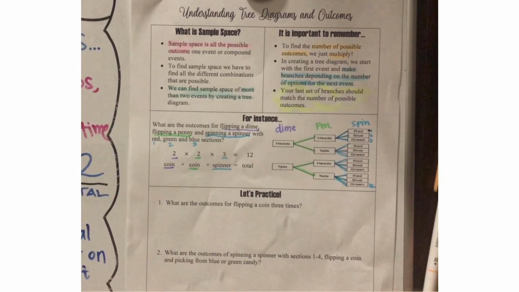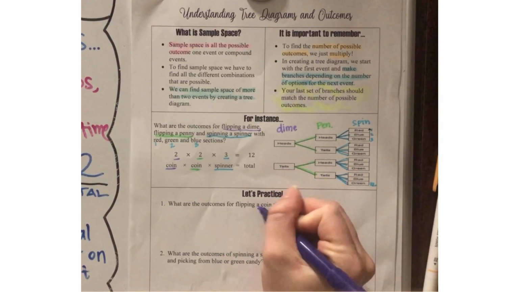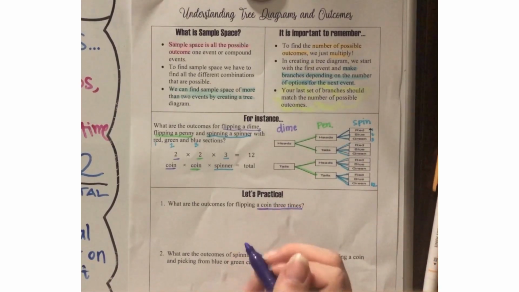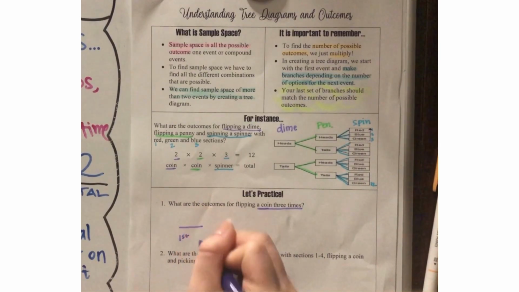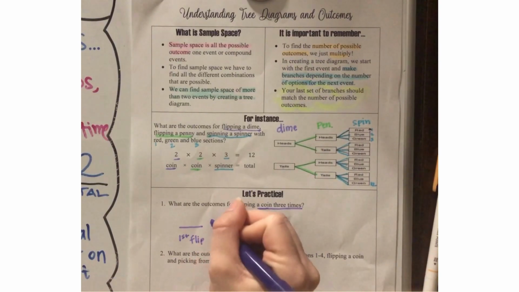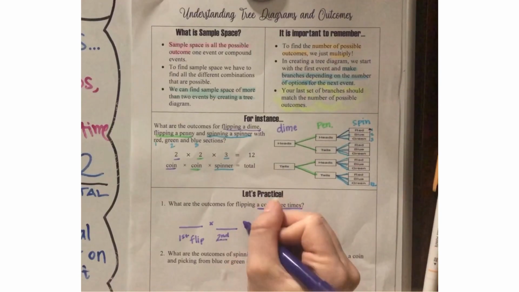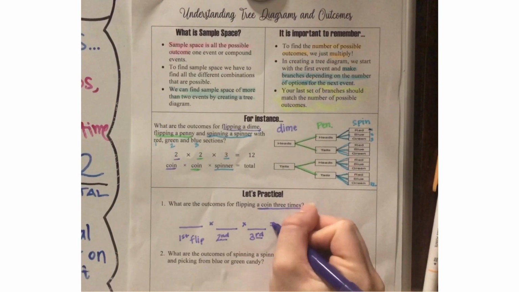So let's practice here together. What are the outcomes for flipping a coin 3 times? All right. This is a bit different because it is 1 coin, but we are flipping it 3 separate times, which means we're gonna have our first flip, our second flip, and our third flip to find our total. Right.